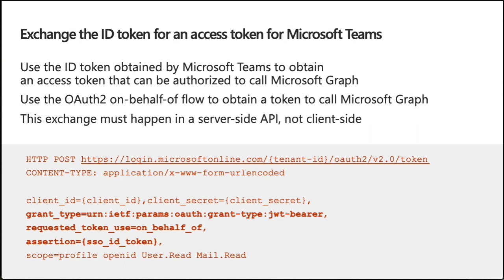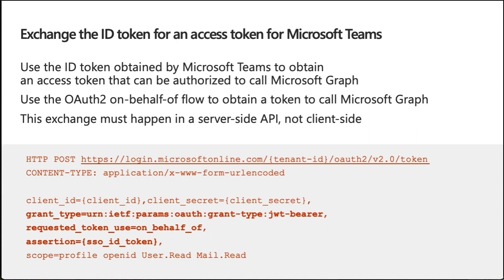So I'm going to have to create some sort of a server-side API that receives that ID or bootstrap token, which is what you see there in this slide where it says the SSO ID token. That's the ID token or the bootstrap token that I'm going to be requesting from Azure AD as a new token for Microsoft Graph using the on-behalf-of flow.